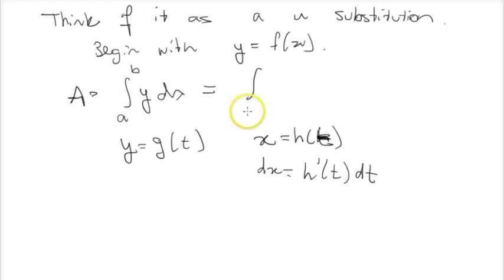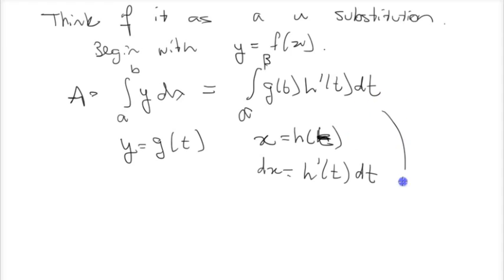And this a and b, those limits are going to change based on the parameter, so we'll just call them alpha and beta. For the y, we put in a g of t, and for the dx, we get an h prime of t dt.